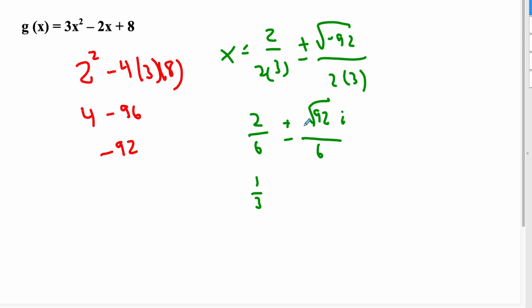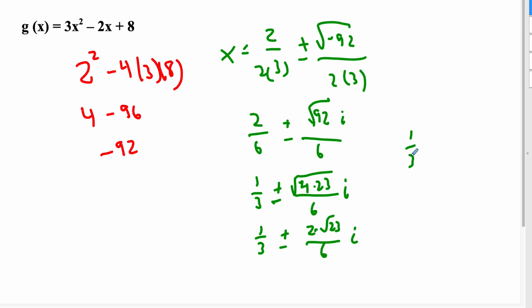In all honesty, we could pull a 4 out. So 92 is actually 4 times 23, right? So what I'm doing is I'm reducing this. And so that way when I pull out the square root of 4, I get 1/3 plus or minus 2 root 23 over 6i. So 1/3 plus or minus, 2/6 becomes 1/3. How convenient. I root 23.